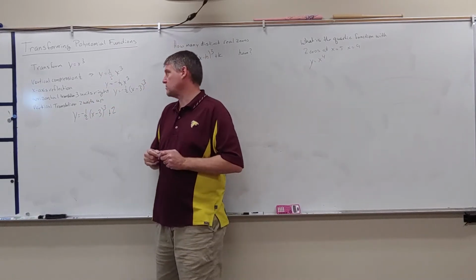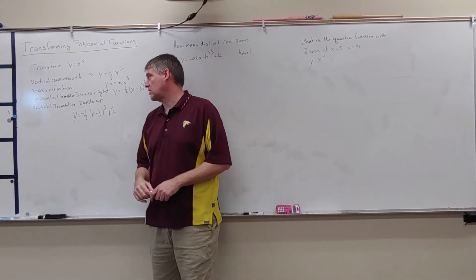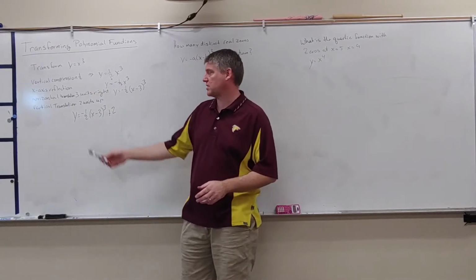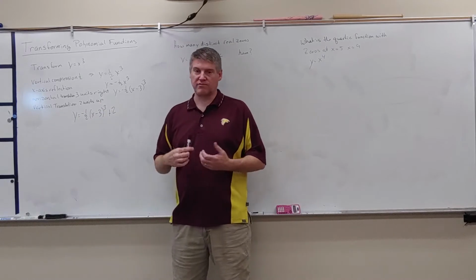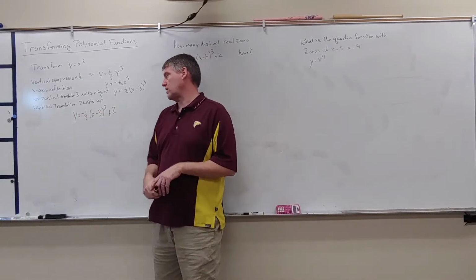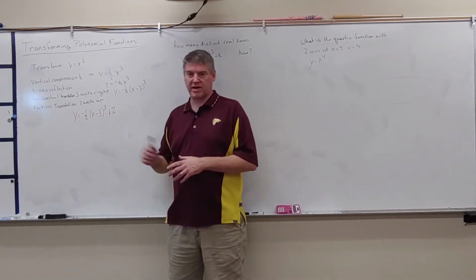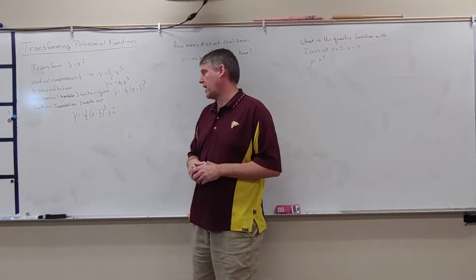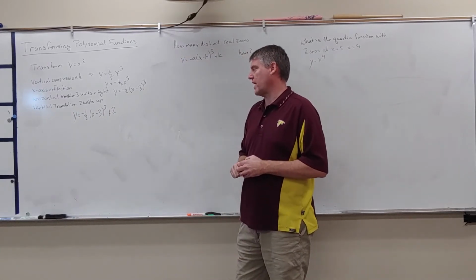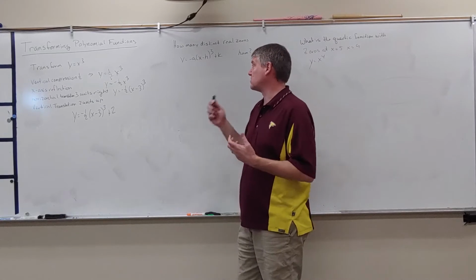There's my transformation of a vertical compression of 1/2, an x-axis reflection, a horizontal translation of 3 units right, a vertical translation of 2 units up. There's my equation. y equals -1/2 times the quantity x minus 3 quantity cubed plus 2.